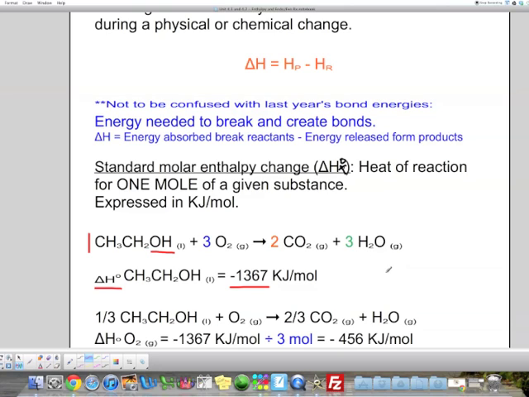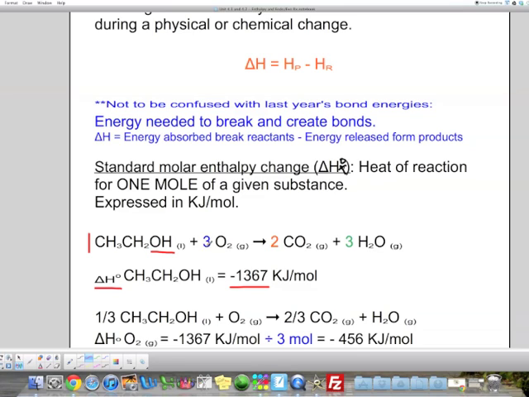Now let's pretend I wanted to express this amount of energy not based on 1 mole of my alcohol, but 1 mole of oxygen instead. Let's pretend I want to focus on the oxygen. So in order to obtain only 1 mole of oxygen, I would have to rewrite my equation, but with 1 mole here.